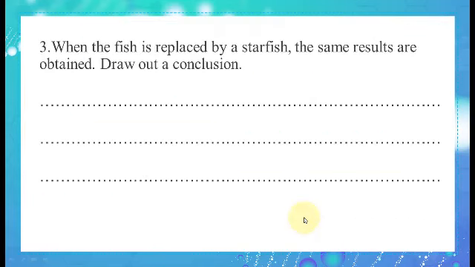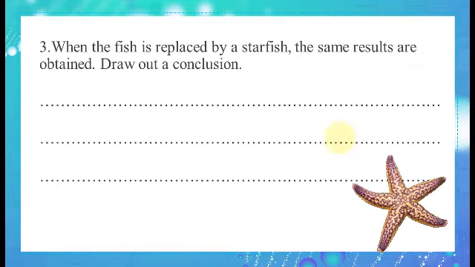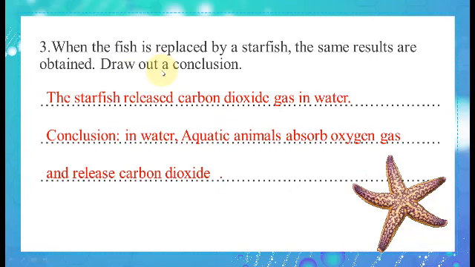Number 3. When the fish is replaced by a starfish, the same results were obtained. Note that the starfish is an aquatic animal. It lives inside the water. Draw out a conclusion. So the starfish released carbon dioxide gas in water.